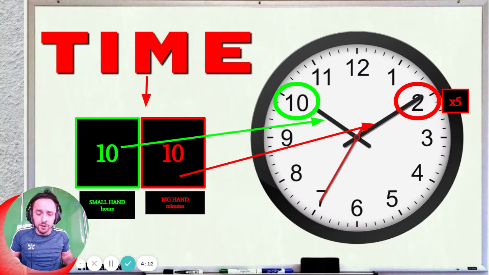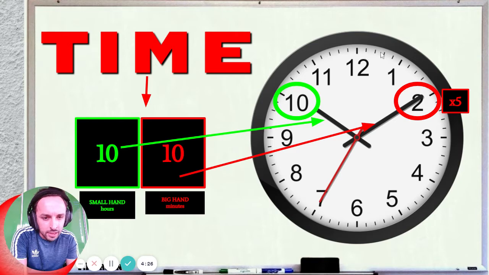This is all you need to remember. This is everything. The small hand is for the hours, and it's the number on the clock. The big hand is for the minutes, and it's the number on the clock, but you need to times by 5, because these are the minutes.